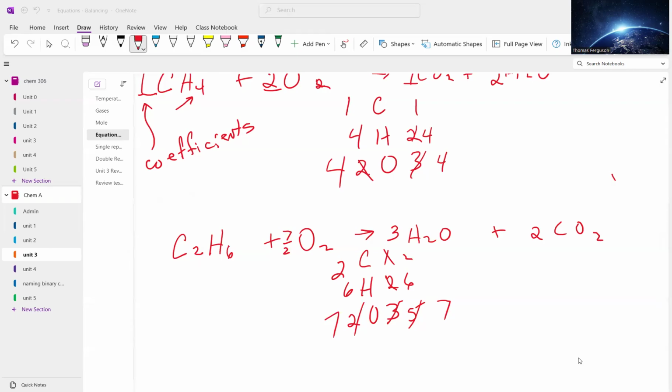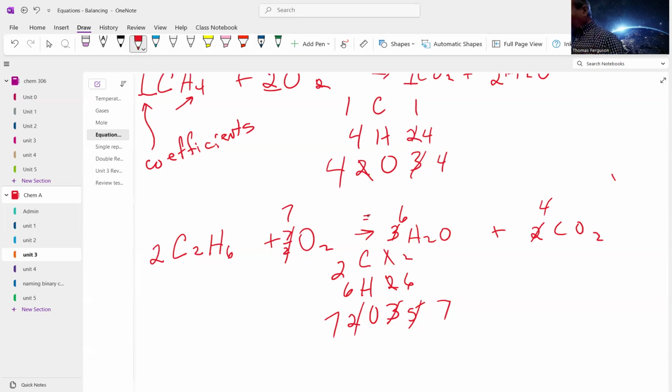Multiply everything by 2. Perfect. Multiply everything by 2. Think of this as an equation. What we do to the left, we do to the right. So 2 times 1 is 2. 2 times 7 halves is 7, 6, 4.